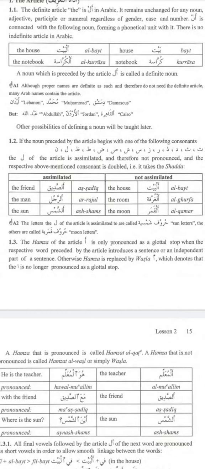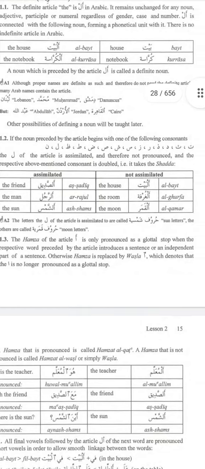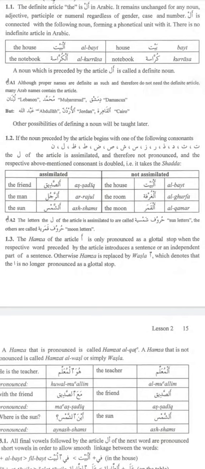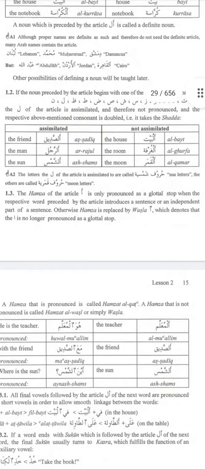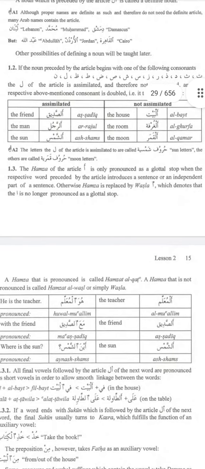So the lam of the article is assimilated, and these are called huruf ash-shamsiyya. Yes, now it is mentioned. And the others are called huruf qamariyya, moon letters. So the hamza of the article al is only pronounced as a glottal stop when the respective word preceded by the article introduces a sentence or an independent part of a sentence. Otherwise, hamza is replaced by wasla, which denotes that the alif is no longer pronounced as a glottal stop.